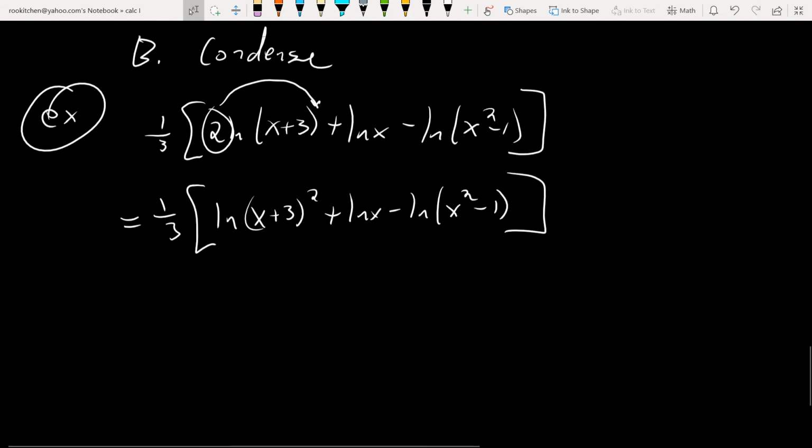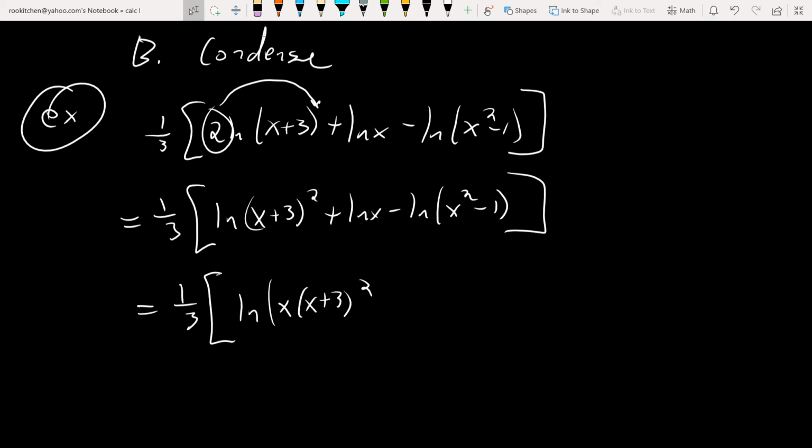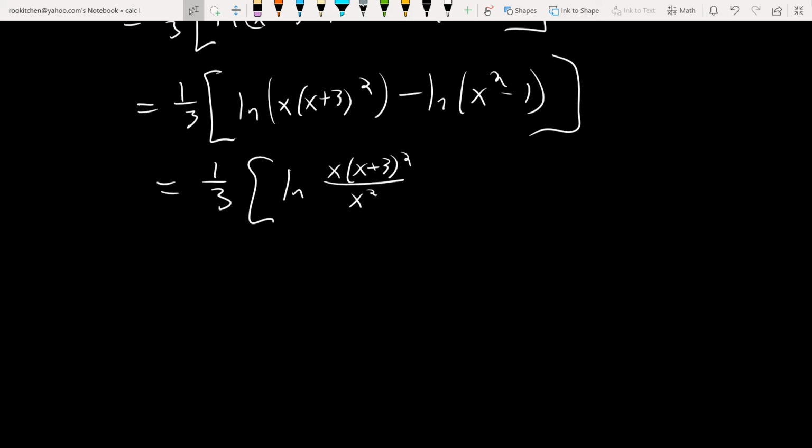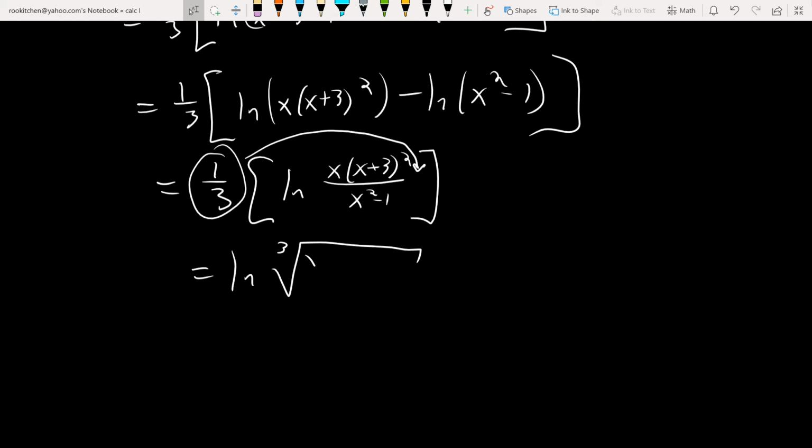Then I could use the product rule on the first 2 logarithms. So I just do one thing at a time. You can do it all at once if you get really good at it. So I'll have x times (x plus 3) squared inside that log minus ln of (x squared minus 1). Then you could use the quotient rule on those 2. You get ln of x times (x plus 3) squared over (x squared minus 1). And then finally, power rule. Bring that up inside here. And you get ln of the cube root of all this jazz.